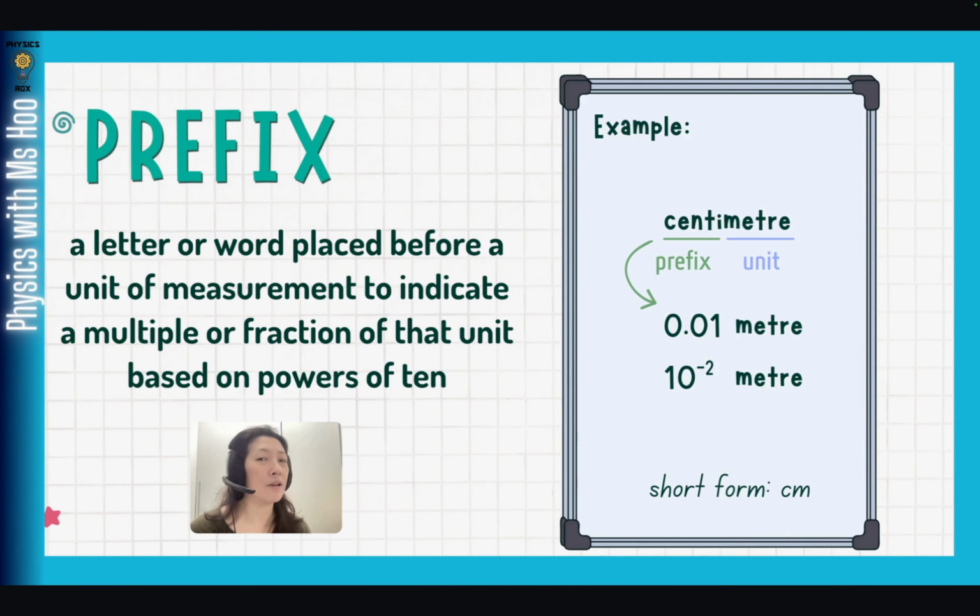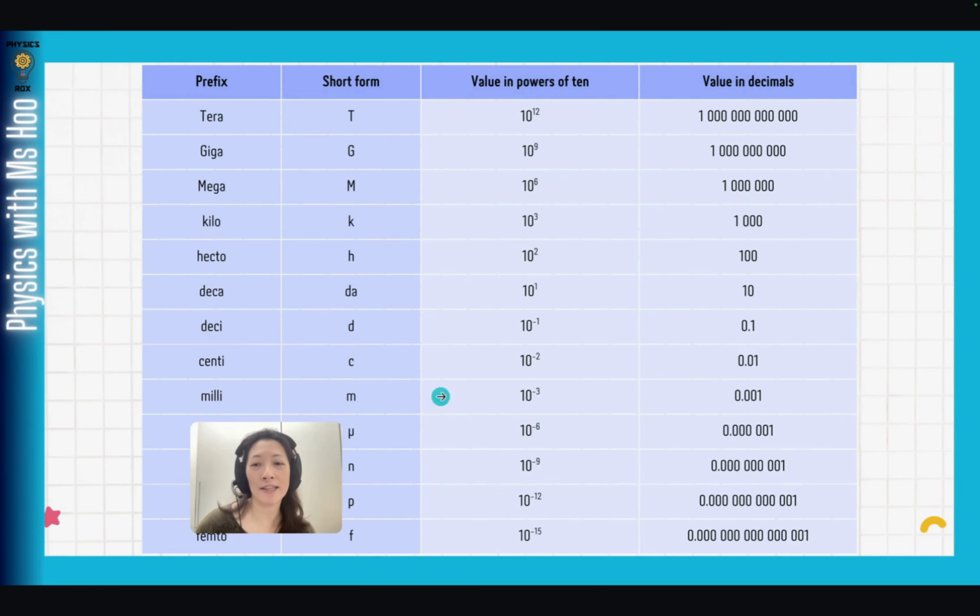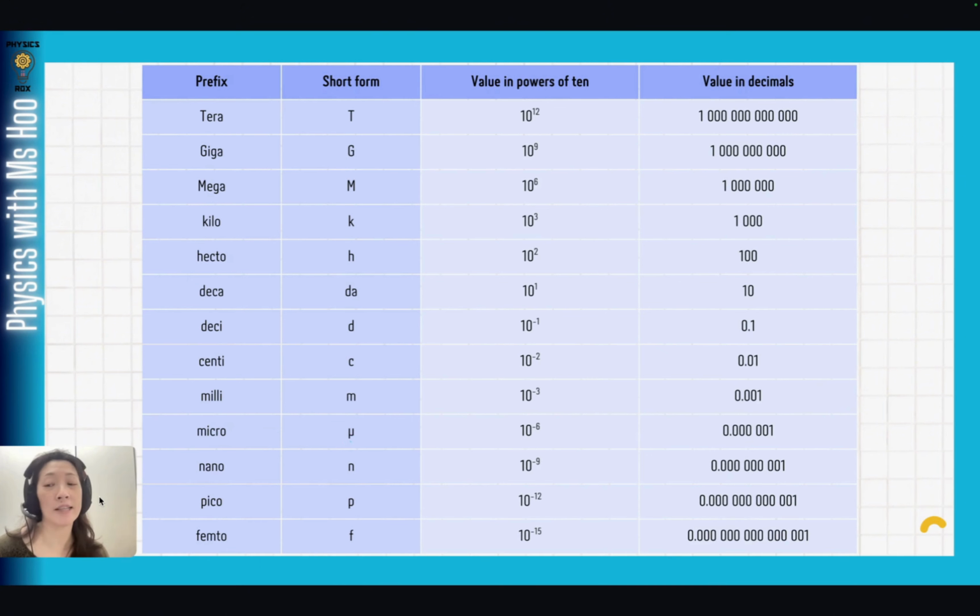Now, are there other prefixes you need to know about? Of course there are. So here is a list of some of the common prefixes which you would need to know. There's tera, giga, mega, kilo, hecto, deca, deci, centi, milli, micro, nano, pico, and femto. Now, actually, the list of prefixes is a lot longer than this, but on this slide, I've only put some of the prefixes that you should know. So this is the prefix in its full form, and this is the short form.